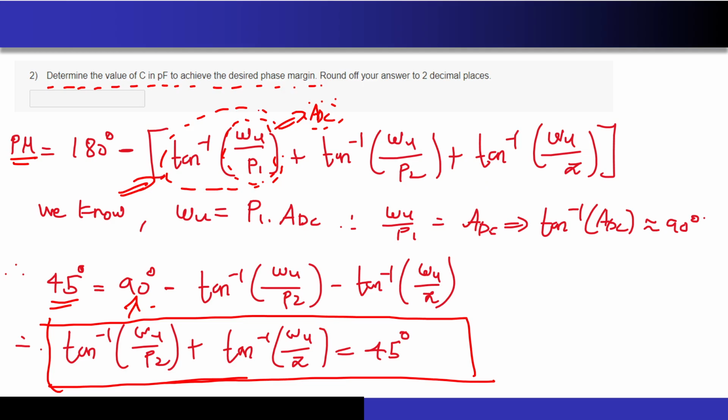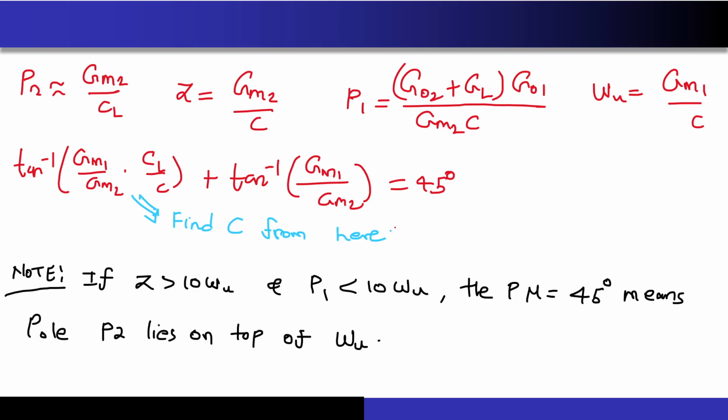So now what they are asking me is to calculate the value of C. First, I have to represent omega u, P2 and the zero in terms of the expressions that I had calculated. So these are the expressions that I know: Gm1 by C, Gm2 by CL, Gm2 by C. This is the expression for the pole 1 and this is the expression for omega u. Now I will substitute omega u and P2 by putting these expressions, and the final expression that you will get will look something like this.